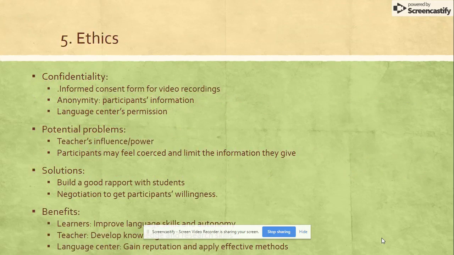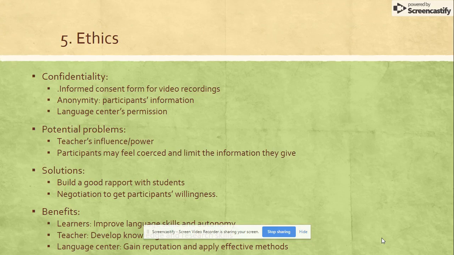Last but not least, the ethics of this study will be presented. To protect the participants' confidentiality, a consent form will be sent to students for video recording permission beforehand, and their information will be anonymous in case they don't want their names to be revealed. And permission from the language center will be asked before this innovation is conducted.